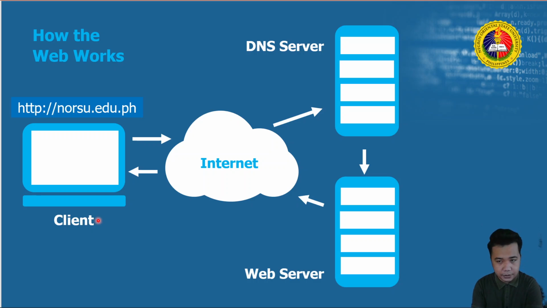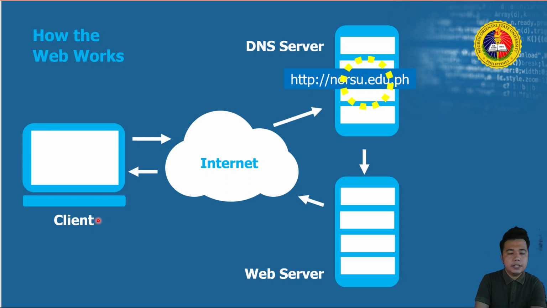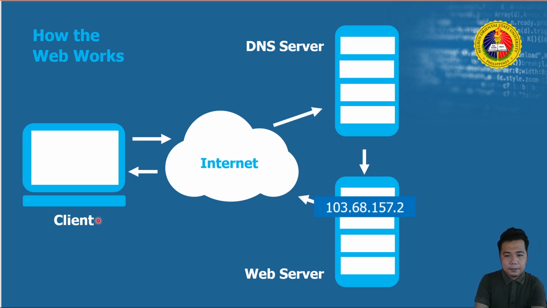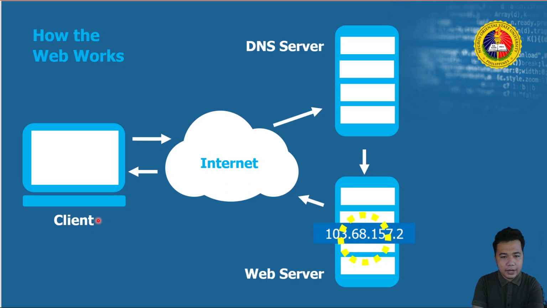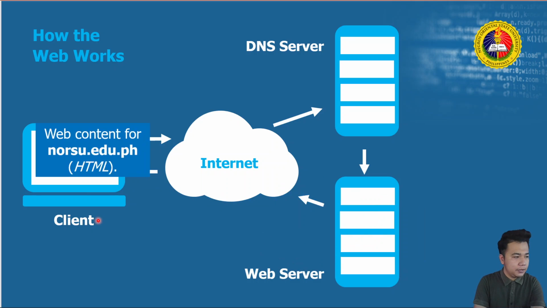For example, if we are going to look for the NORSU website, we enter the URL on our browser. The browser sends the URL to the DNS server to get the IP address, which in this case will be 103.68.157.2. This IP address will be used to locate the web server that hosts the NORSU website. The web server will process the request by collecting the web contents, translating all of the scripts to HTML form, and sending it back to the browser.